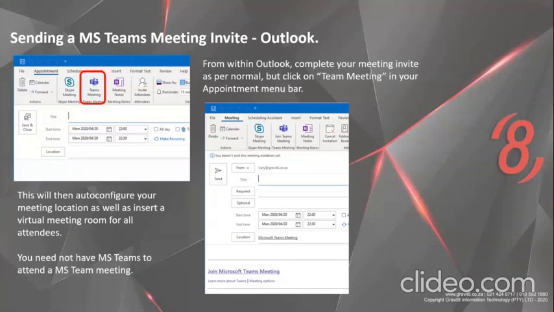Okay, so sending a meeting invite. We start with Outlook. You make a meeting just as normal, but you'll have a Microsoft Teams meeting icon in your toolbar. If you click on that, it'll automatically change your location to Microsoft Teams, and it'll put in a little virtual meeting URL at the bottom over here. Again, you don't need to have Microsoft Teams to be part of the meeting. There are a couple of people who have attended the meeting now who do not have Microsoft Teams. So they're obviously part of this meeting, which means it does work.